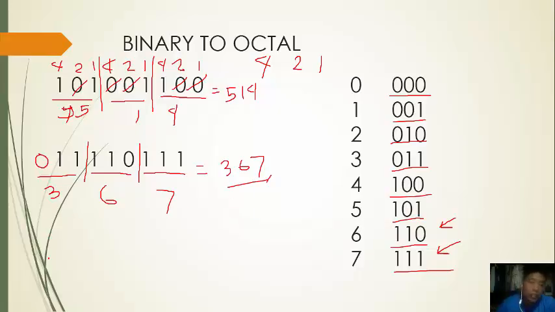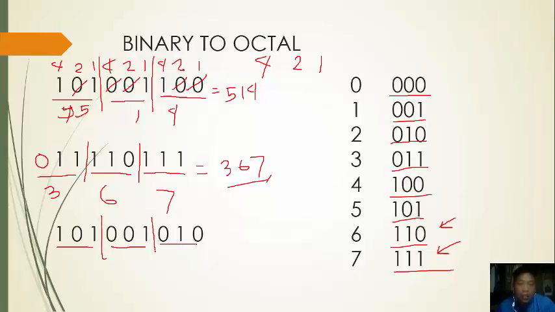Okay? Last example, we have 01010101, which we divide again into groups of 3. So, it is complete. 010 is equivalent to 2. 001 is equivalent to 1. 101 is equivalent to 5. So, our octal value is 512. That is how simple it is to get binary to octal. Okay? I hope you understood it in an easy way.